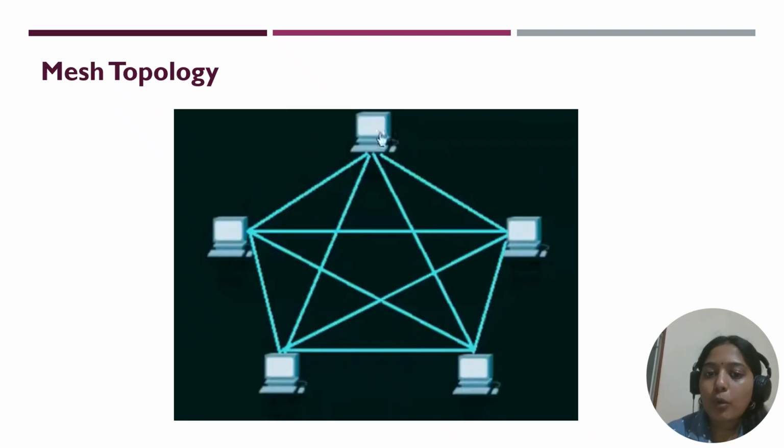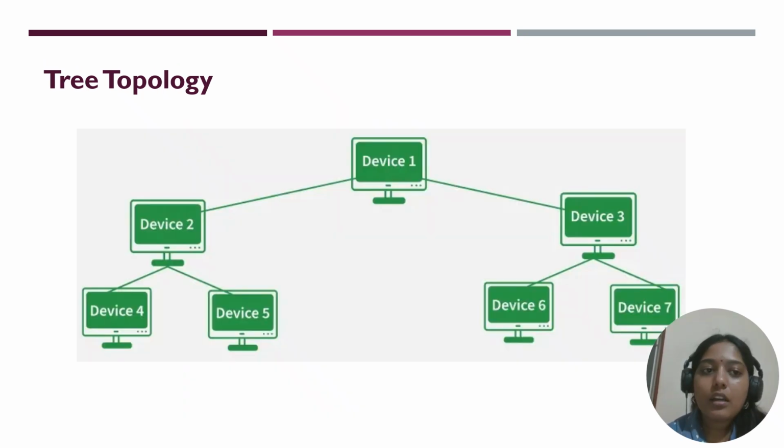Next one is mesh topology. In this type, every device is connected to every other device. So this provides high reliability because even if one connection fails, data can take another path. However, it is expensive and complex to implement. Next one is tree topology. This is a combination of star and bus topology. It is a hierarchical structure with a root node and branches. So it is used for large networks such as organizations, etc.